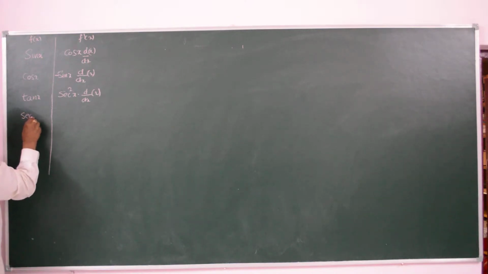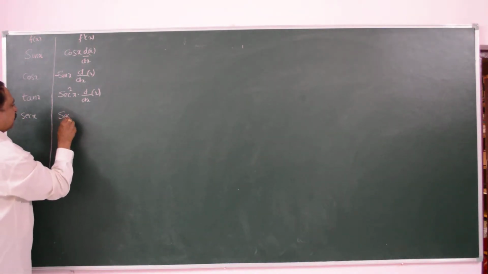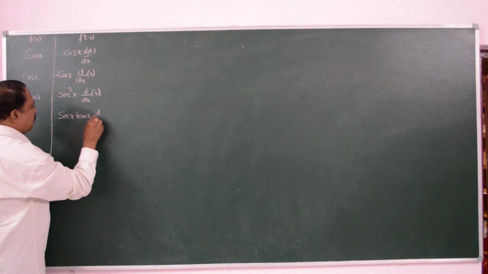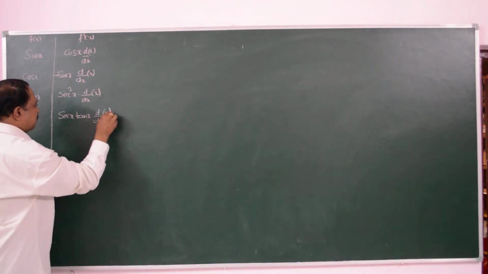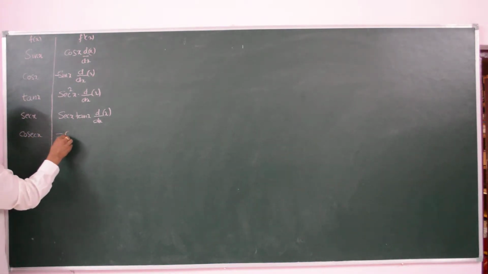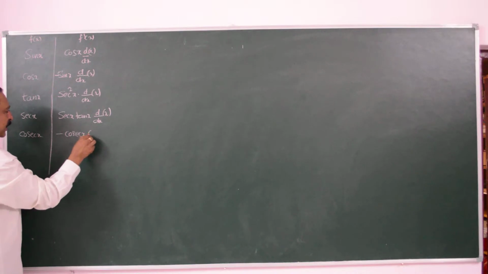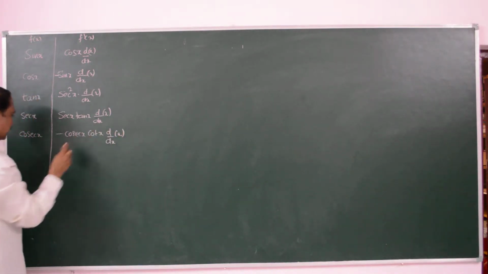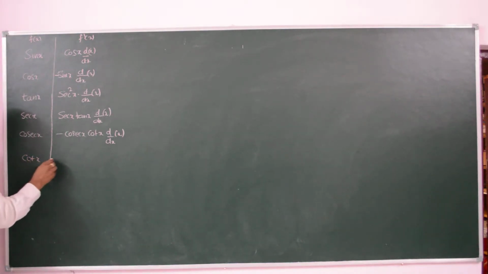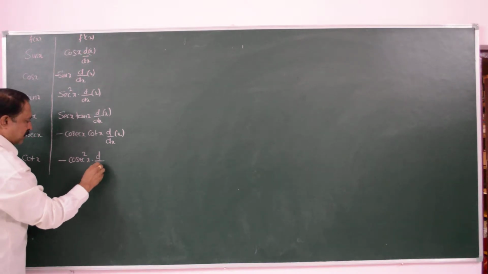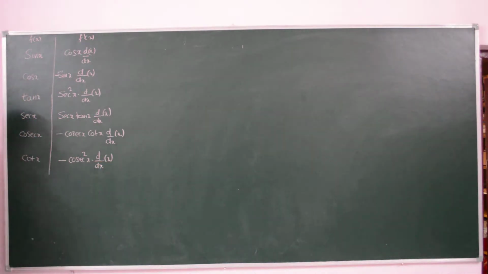Then for secant x, we have secant x into tan x with d by dx of x. For cosecant x, minus cosecant x into cot x into d by dx of x. For cot x, minus cosecant square x into d by dx of x, where x is the basic function.